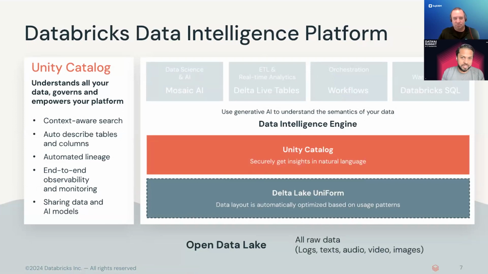And as I was telling, with Mosaic AI, we are able to enhance Unity Catalog. So what we are able to do is context-aware search. You can get end-to-end visibility into your platform. So you can literally find out where is my source and where is my model.